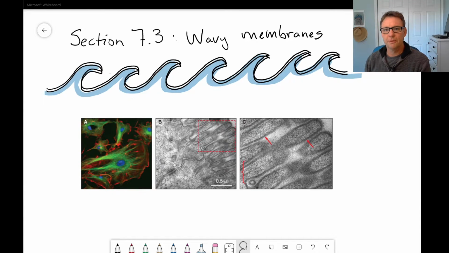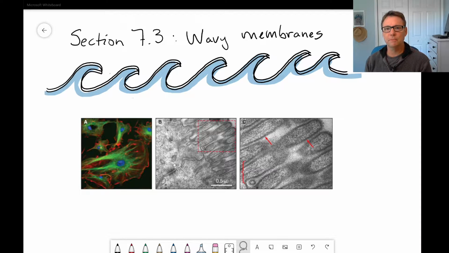Section 7.3, why are some membranes wavy? So cell membranes are made of a phospholipid bilayer. And so they have hydrophilic heads that are always in touch with the hydrophilic solution. And then the insides are going to be the lipids or the hydrophobic fatty acids that are interacting with each other.